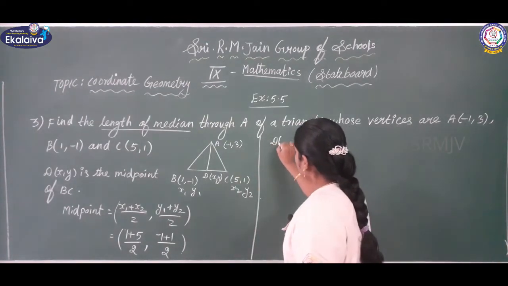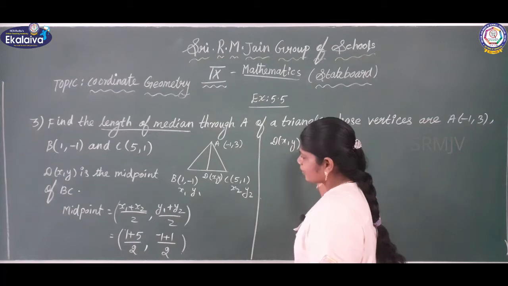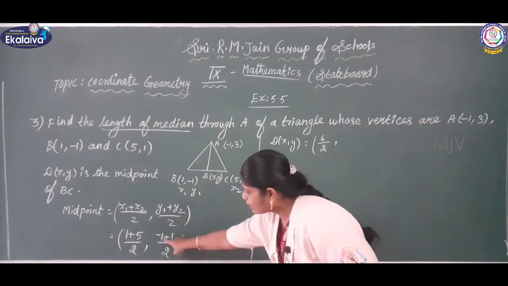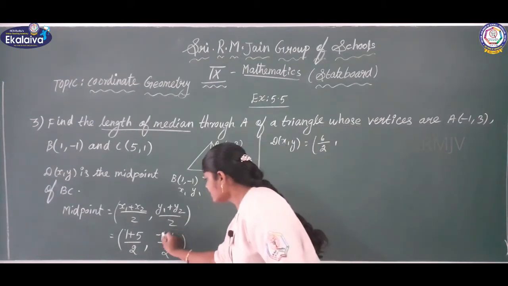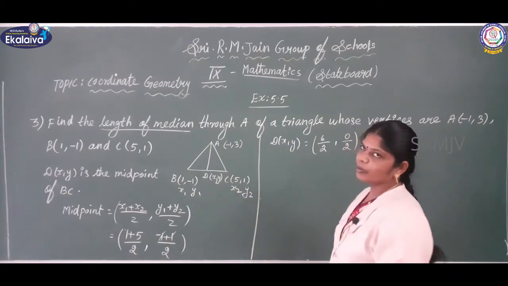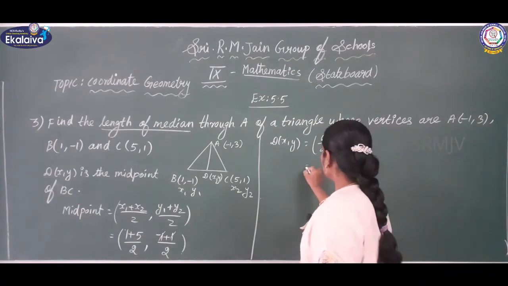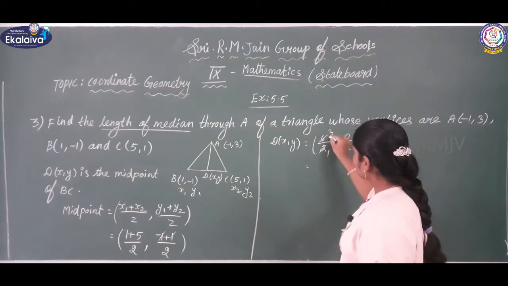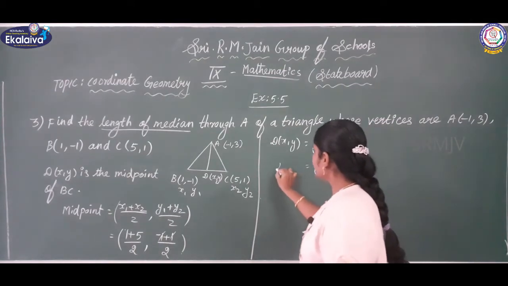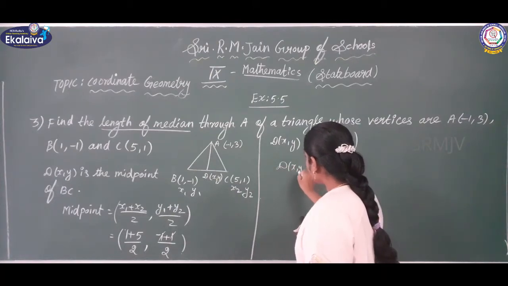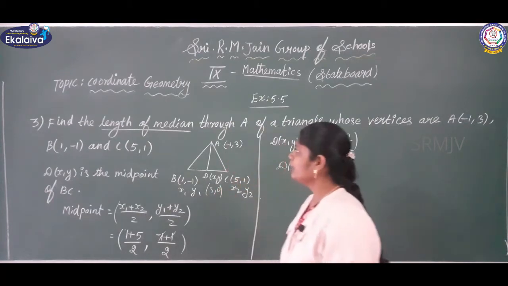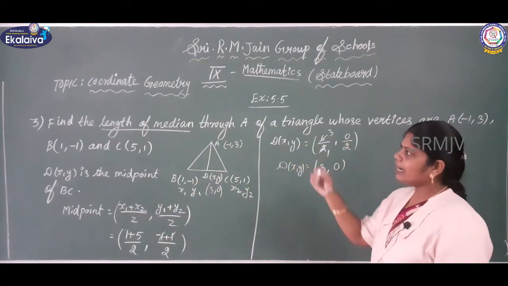So D of x comma y equal to (1 plus 5)/2 comma (minus 1 plus 1)/2. Cancel this, 0 by 2. What you will get, children? 0 by 2, 0 only. So 2 1s are 2, 2 3s are 6, 3 comma 0 by 2, 0. So the D coordinate is 3 comma 0. Next we are going to find the length of the median.